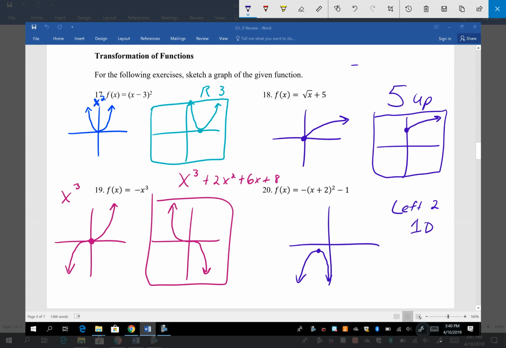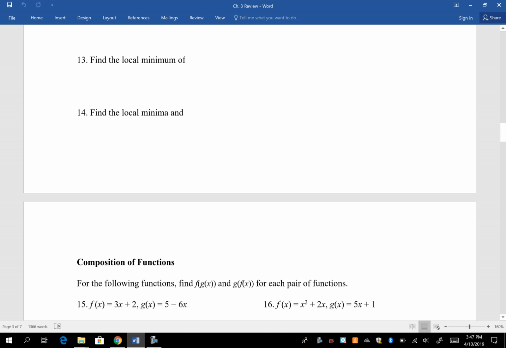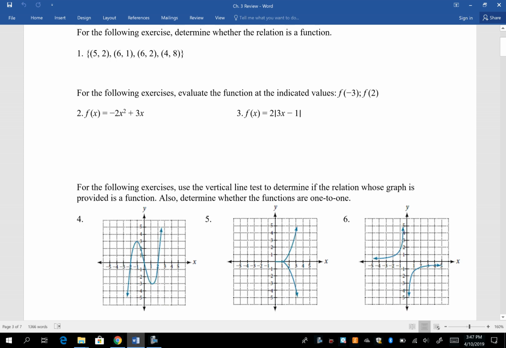Everybody good on 17 through 20? Who's got another? Yes, Edgar. Number 3. Excellent. Number 3. I love it.